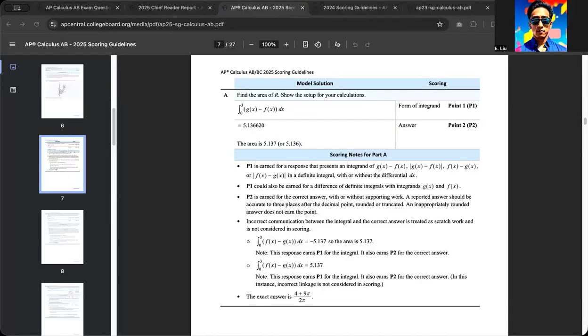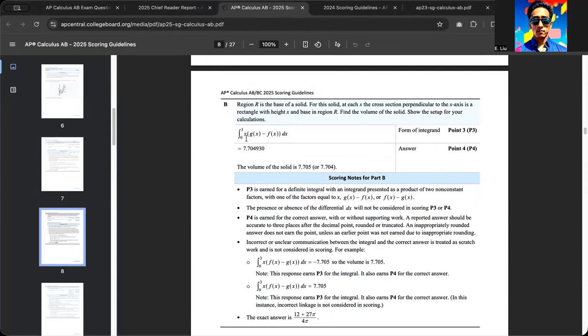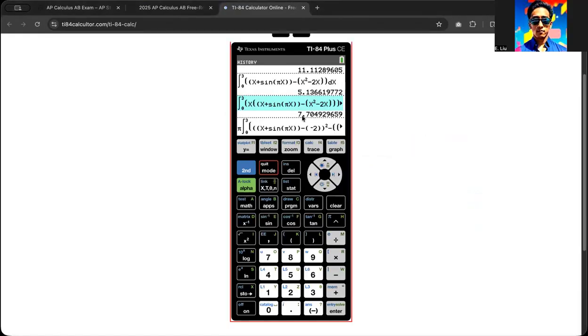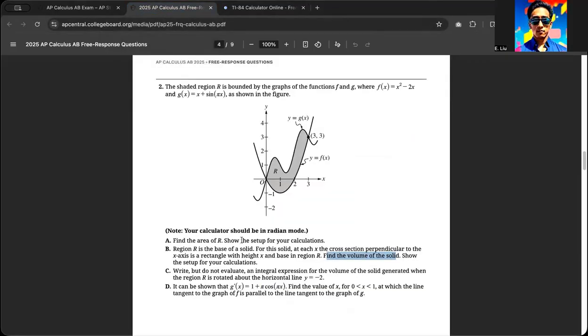So jumping into our answer here and our check right here, we got our x added into that original function, making sure our parentheses are in the right spots, dx, and then our volume of this solid is 7.704, which as you guys can see, 7.704. You can round it up to 7.705 if you'd like. That's the same thing. You'll still get that point for B right here.